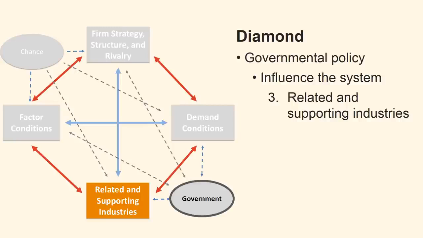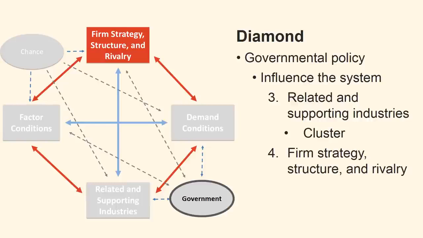Next, we should look at the government's effect on related and supporting industries. The government must support these industries in the same way as the industries that have the advantage. Government has an important role in nurturing and reinforcing clusters. The last of the 4 determinants that governments affect is firm strategy, structure, and rivalry. Government policy has numerous ways of influencing how firms are created, organized, manage their goals, and how they compete.